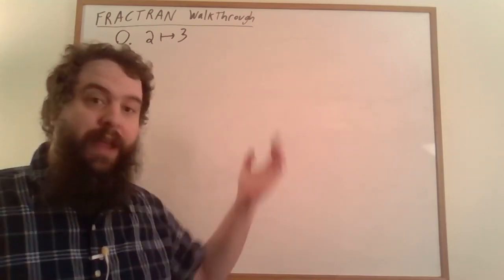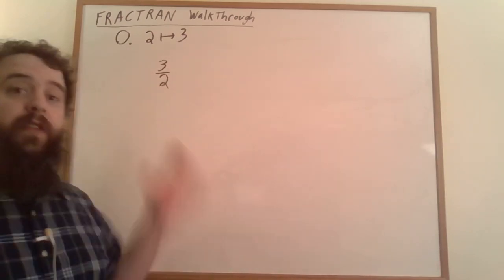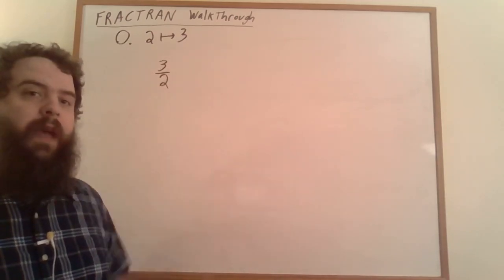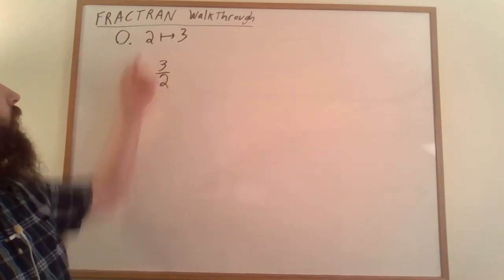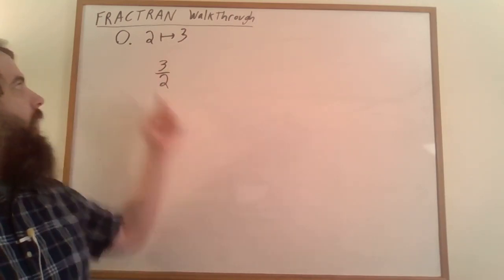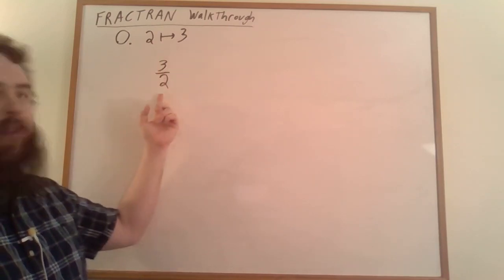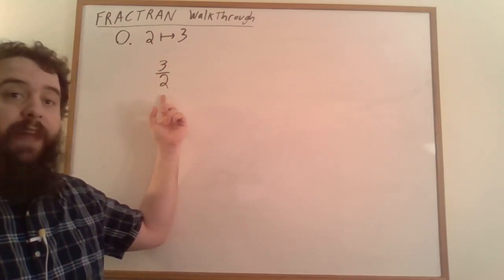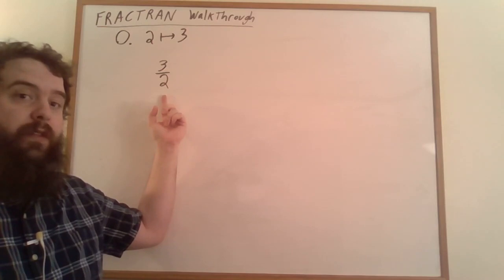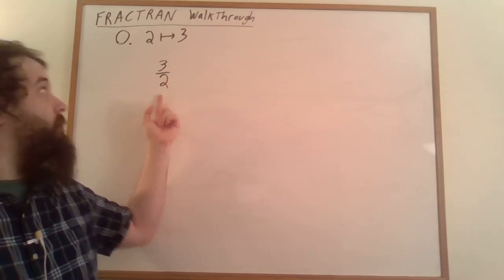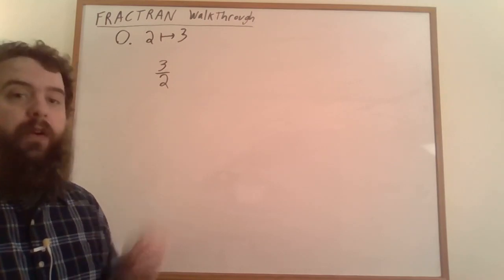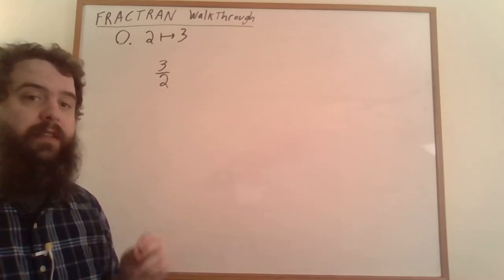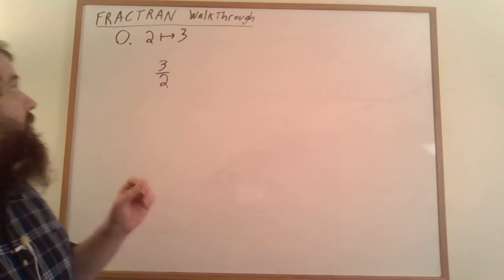Well, 3/2. So this here is our proposed program, and let's check to make sure that it works. When we input a 2, we go through our list of fractions, and we multiply that 2 by the first fraction in our list that we can multiply by to get a natural number. That's 3/2, so we multiply 2 by 3/2 to get 3. Now we're not quite done. A program in FRACTRAN will keep applying this process.